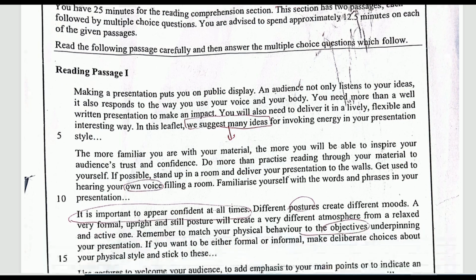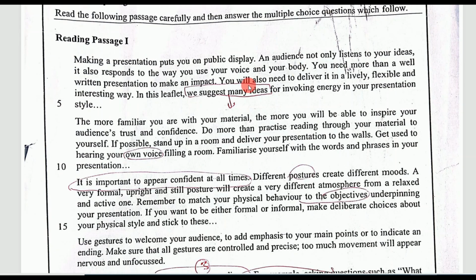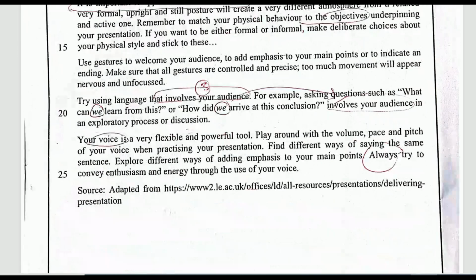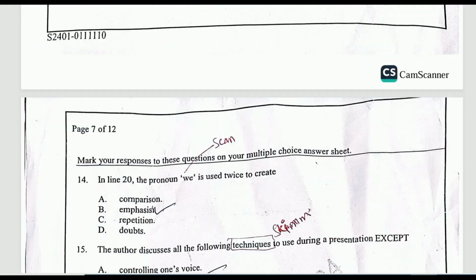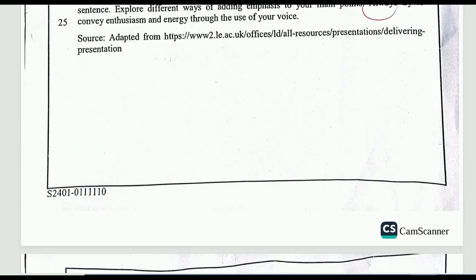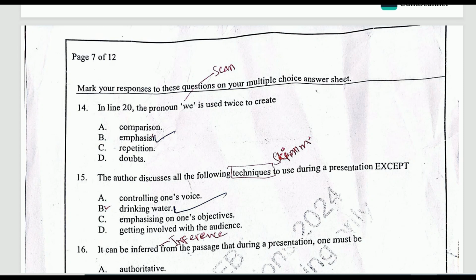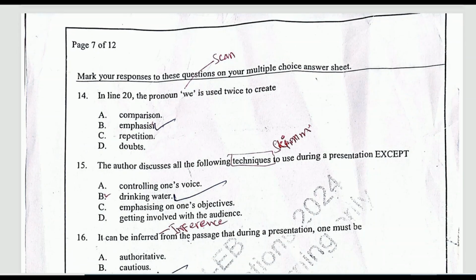So begin with passage 1. It's a reading passage. It begins with making a presentation. So from here you can easily guess this passage is about how to make a presentation. Directly we will start from the questions, because it's a good technique that you should first read the question and then turn back to the passage to get the answer.